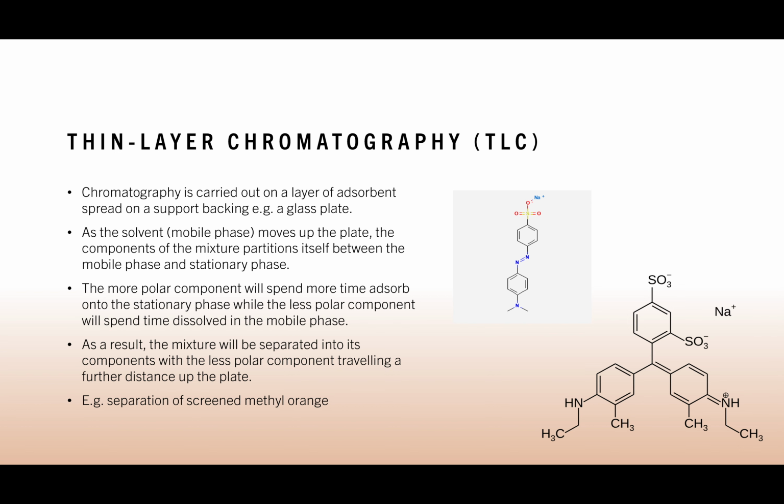All right. Okay, so let's have a look at this. Chromatography is carried out on a layer of absorbent spread on a support backing, a glass plate, right? So you have an absorbent, and then you put that on a glass backing, and that's what gives you a TLC plate, right? As the solvent, the mobile phase, moves up the plate, the components of the mixture partition themselves between the mobile phase and the stationary phase. The more polar component will spend more time adsorbed onto the stationary phase, while the less polar component will spend less time adsorbed and will be dissolved in the mobile phase.